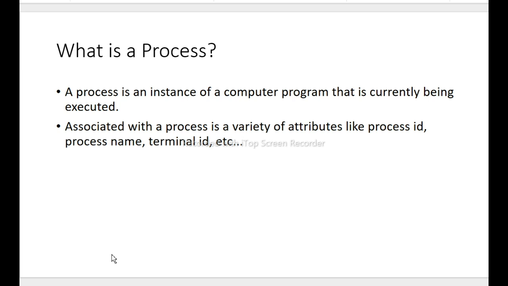In Unix environment, there could be n number of processes which could be running in the foreground as well as in the background. These processes would have certain attributes such as process ID, process name, and the terminal ID, which is mainly used for identifying those processes. These processes may also consume the system resources such as the CPU and memory.